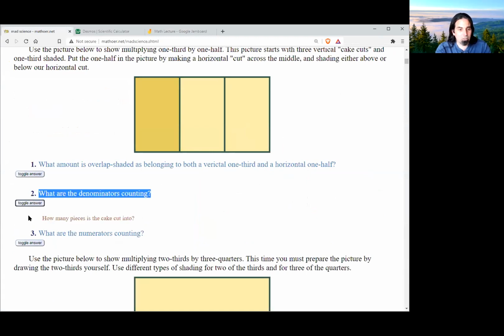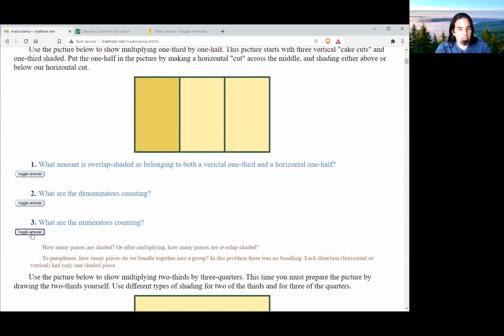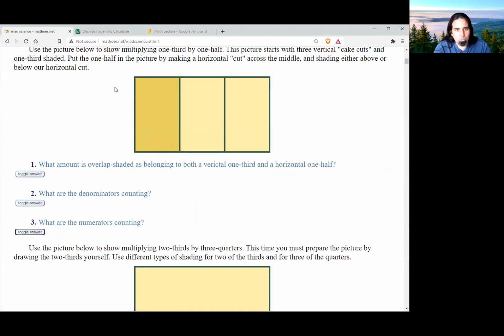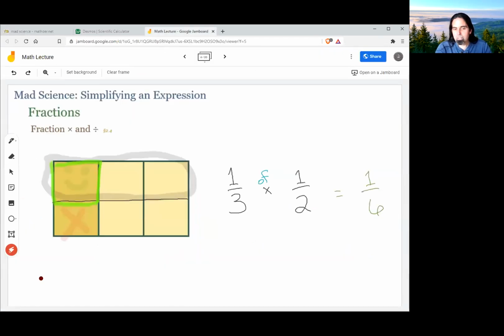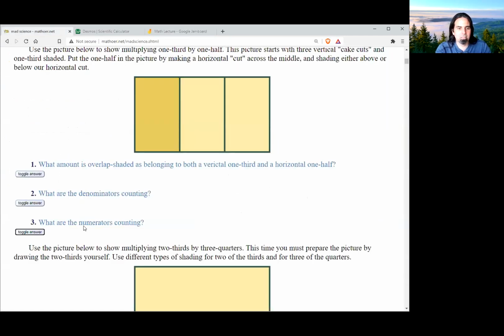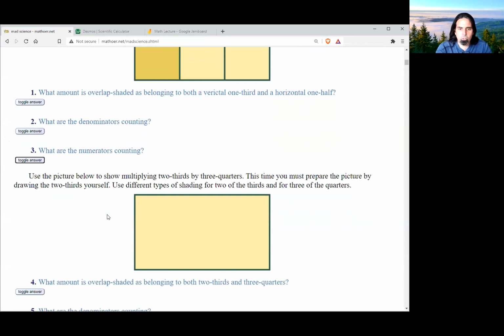So denominators, how many pieces? Numerators, how many are shaded or overlap shaded? We're trying to sort of bundle things together into a group. This one that's special is part of the 1/3 bundle, and it's part of the 1/2 bundle. It's an overlap. That's what we want when we multiply. Now let's do 2/3 and 3/4.